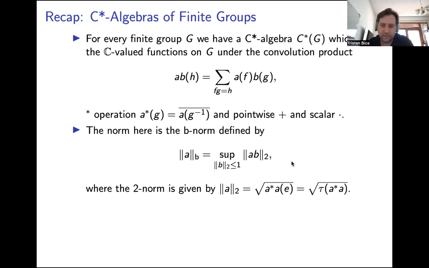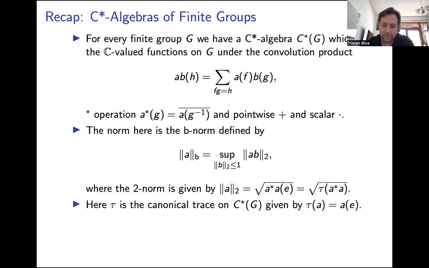So the C-star algebras are in particular Banach algebras, but also they have to satisfy the C-star norm equality. Okay, and as I just mentioned, this tau here is the canonical trace on your group C-star algebra, C-star of G, right? Just by taking the value of A to be the evaluation of A at the identity element of your group.